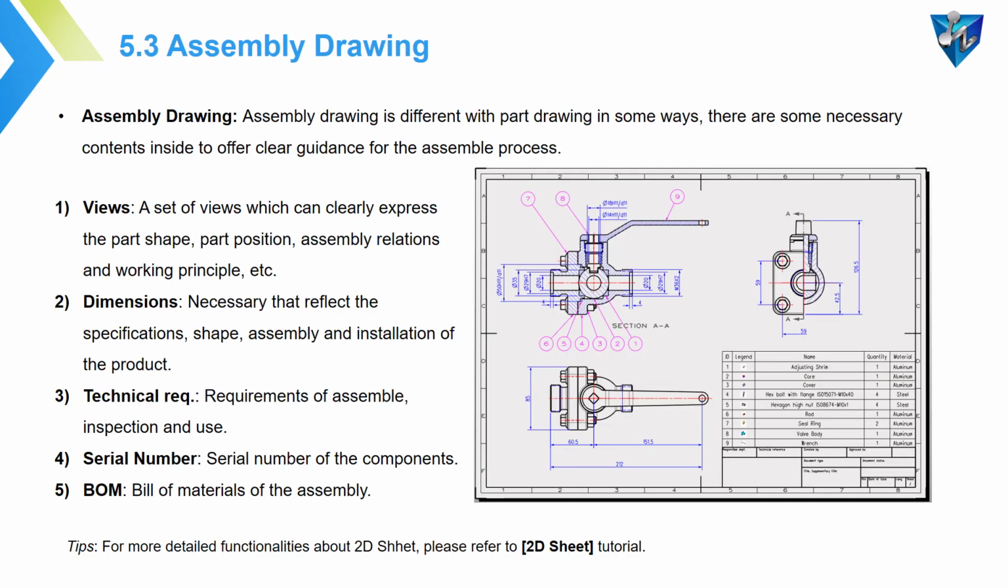And for assembly drawing, it's different from part drawing in some ways. Basically, there are 5 elements inside assembly drawing, which are the views, dimensions, technical requirements, serial number, and the BOM table. As for how to make those elements in 2D drawing, I believe we have an exclusive tutorial for it, so I won't go further here. Okay, now let's move over to ZW3D to show you more details.